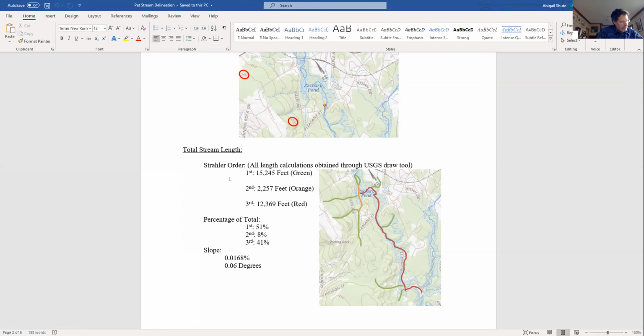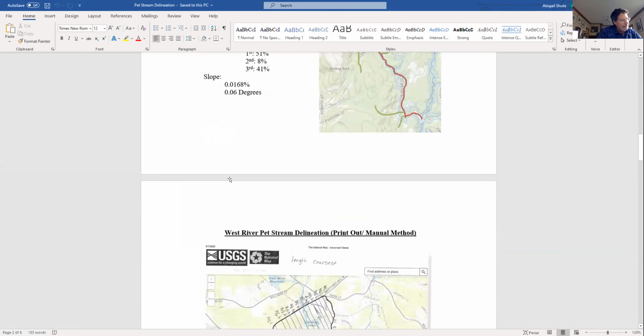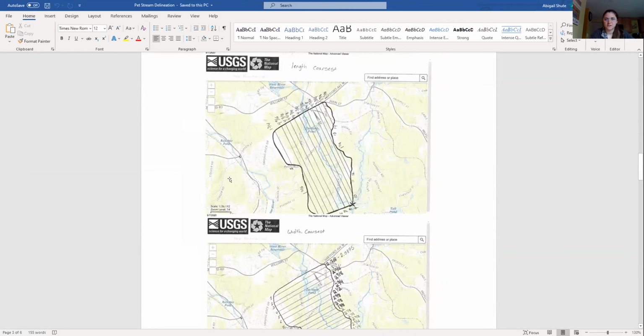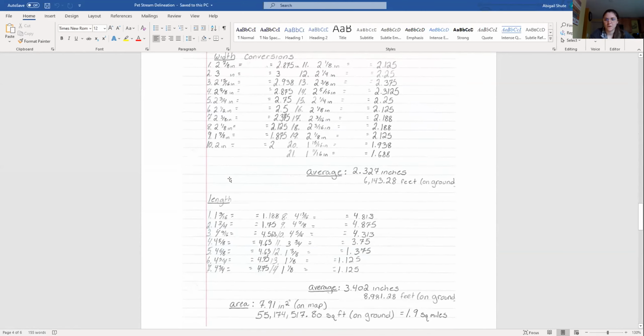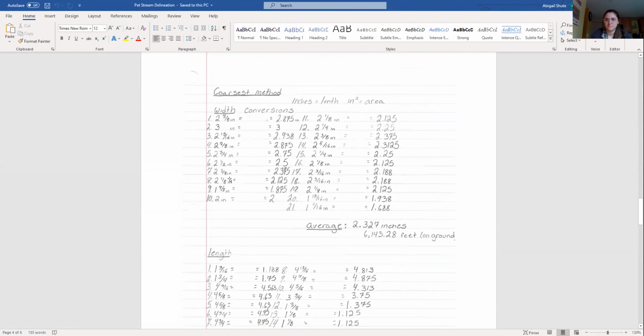So Abby, what's next? I think that's it, right? Yeah, from here I pretty much just added pictures of the manual method and pictures of my math as well.